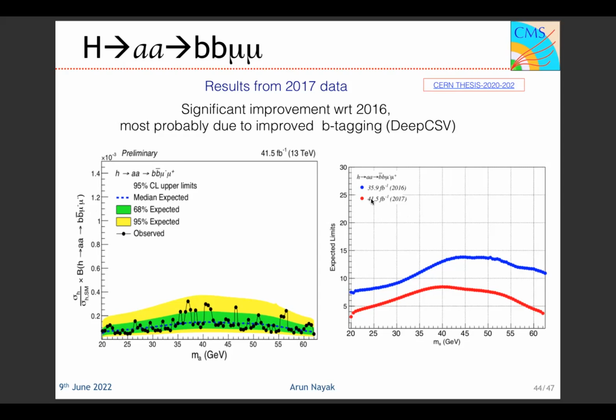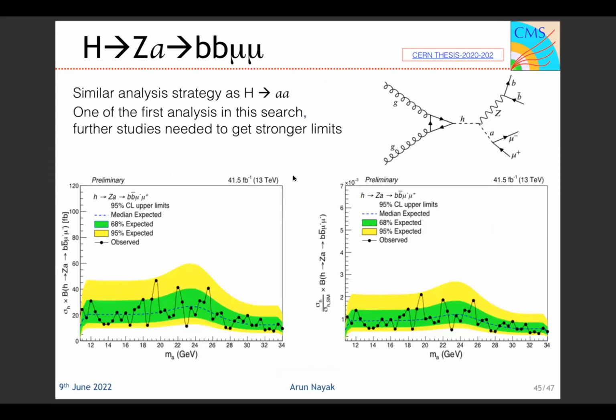And as you can see, 5 inverse femtobarn of more data compared to 2016, you can see that this red is almost a factor of 2 improved compared to the 2016 results. Okay. As I said, there is another, very similar analysis.